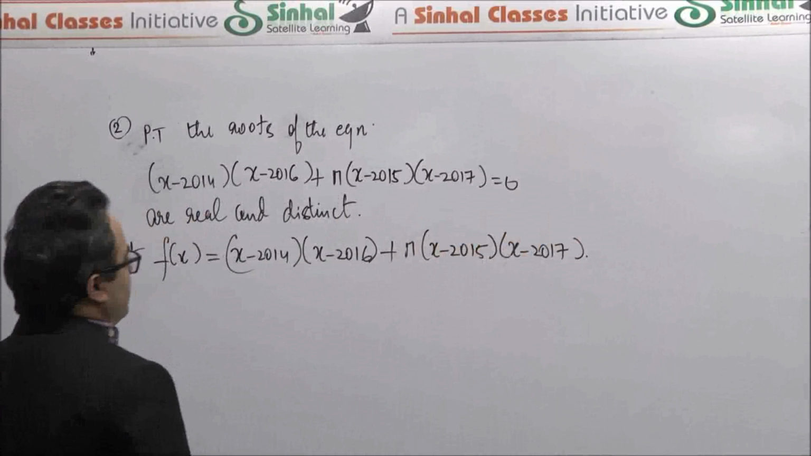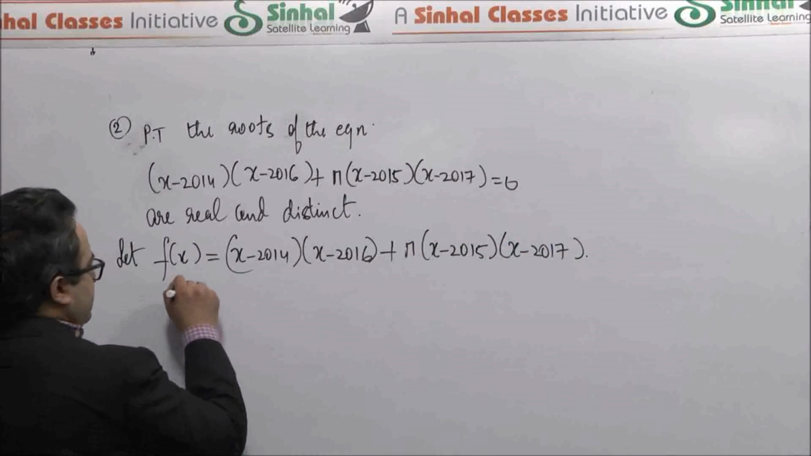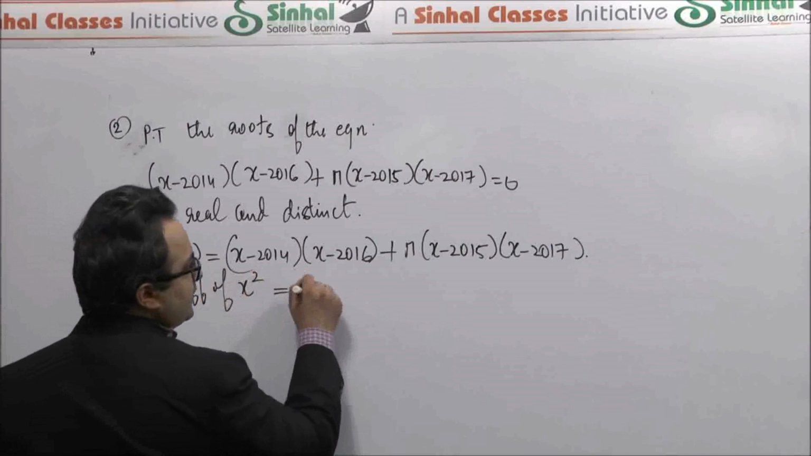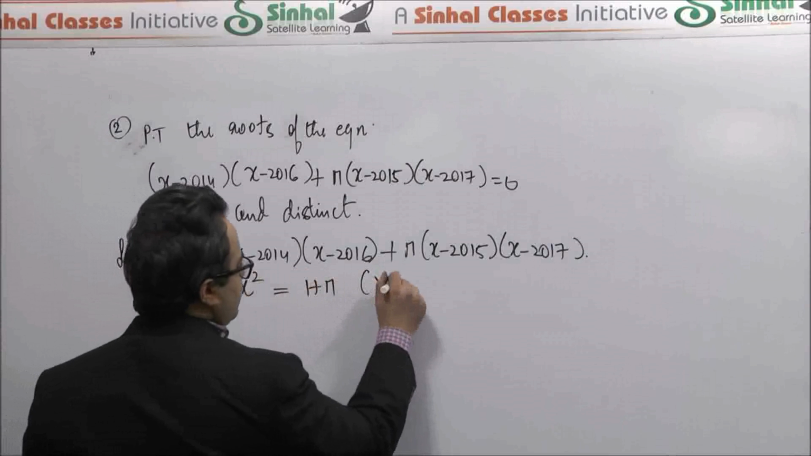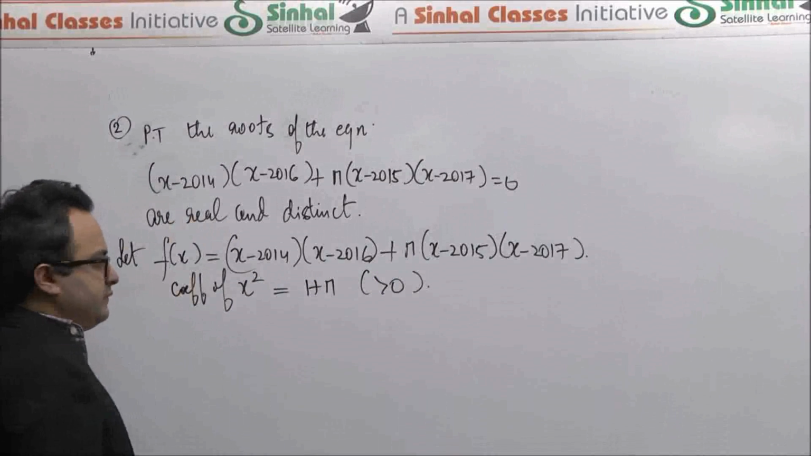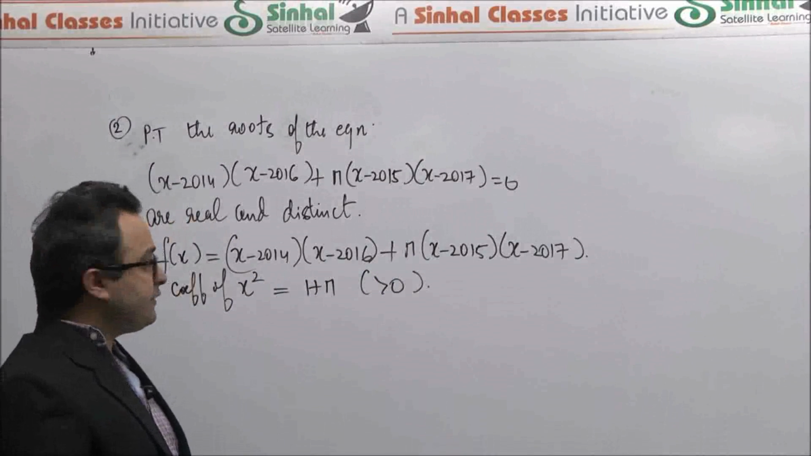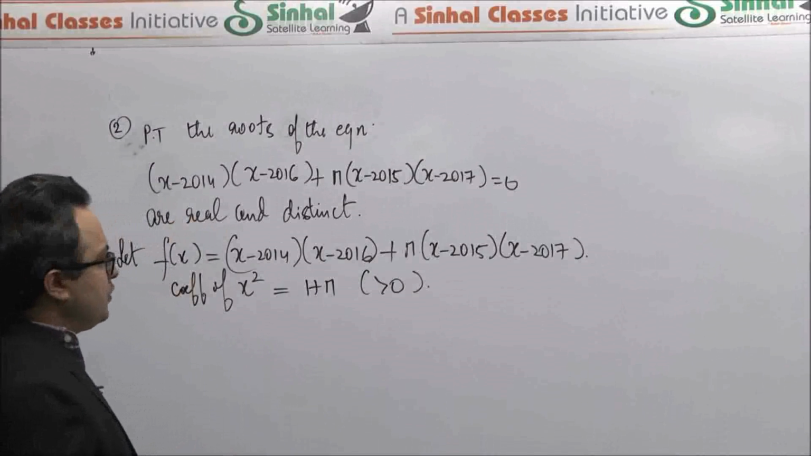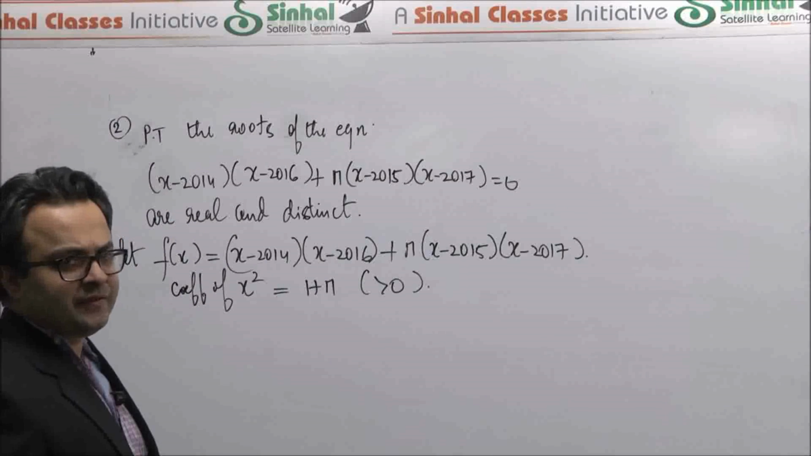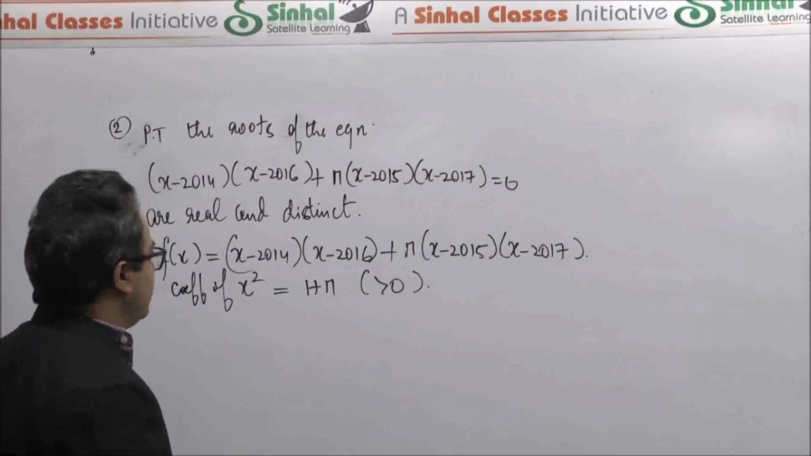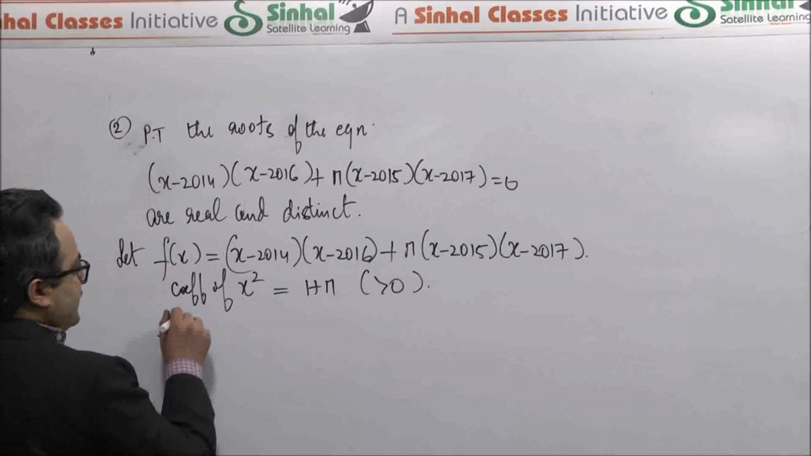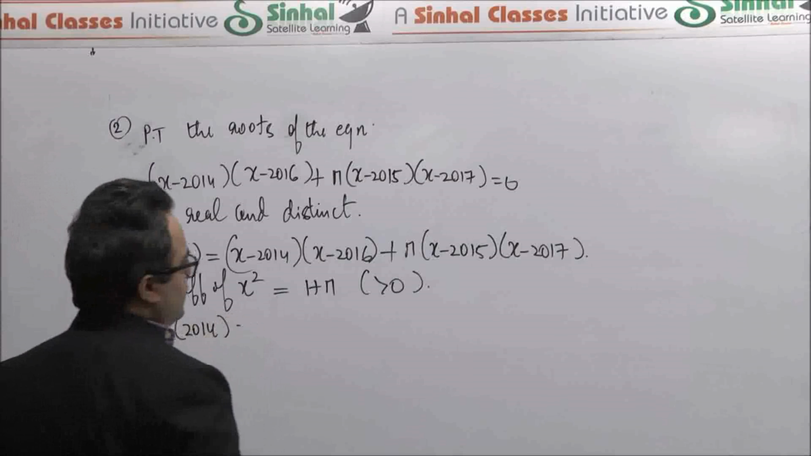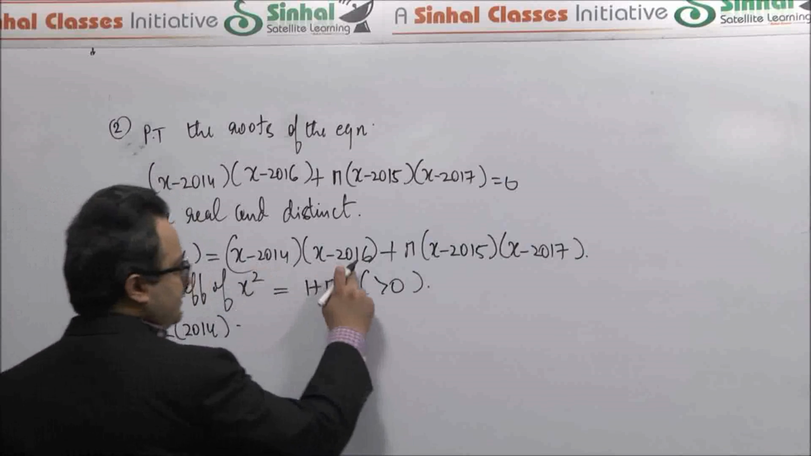Right? Now, the coefficient of x square in this clearly will turn out to be 1 plus pi, which is a positive value. Right? So the graph of f of x clearly then would be a parabola which is opening up. Right? So we need to show that this graph will intersect the x-axis at two distinct points. So we can do something like this. Suppose I calculate the function value at all these points. So f of 2014. So f of 2014, this whole thing becomes 0.